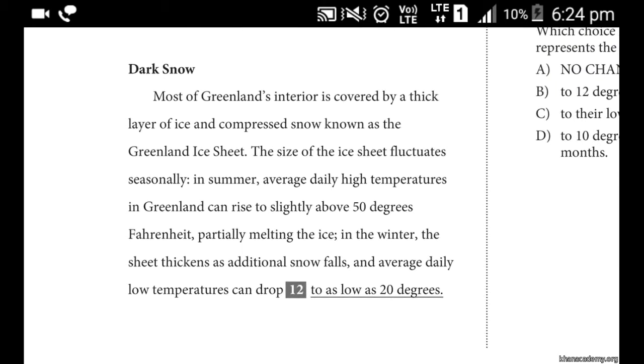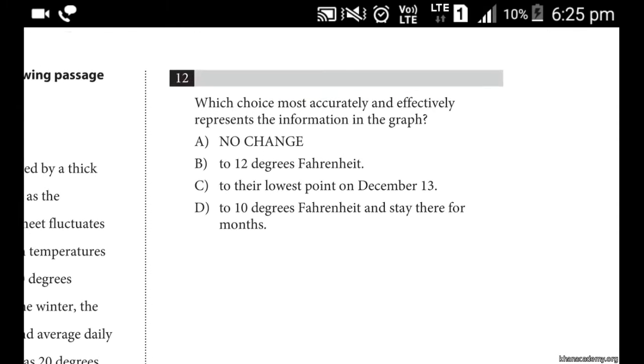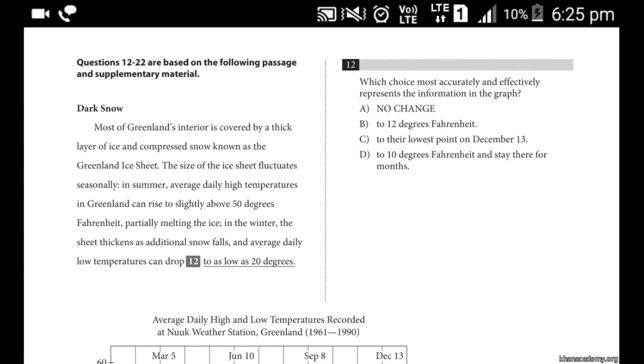Certain passages and some questions will include tables, graphs, or charts. A graphic may provide additional support for a point made in the passage. Questions may ask you to use the graphic to correct an error in the passage, or to replace the passage's vague description with a more precise one.